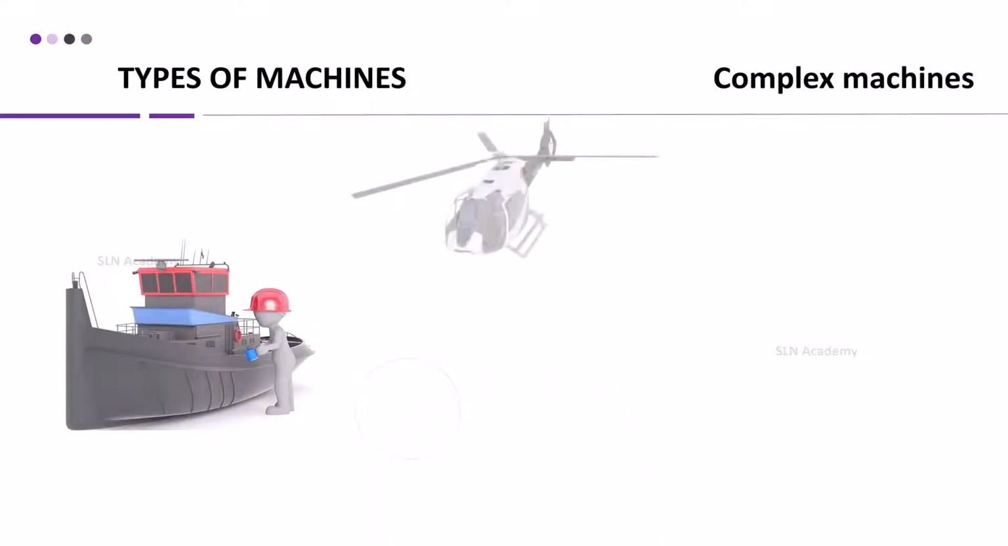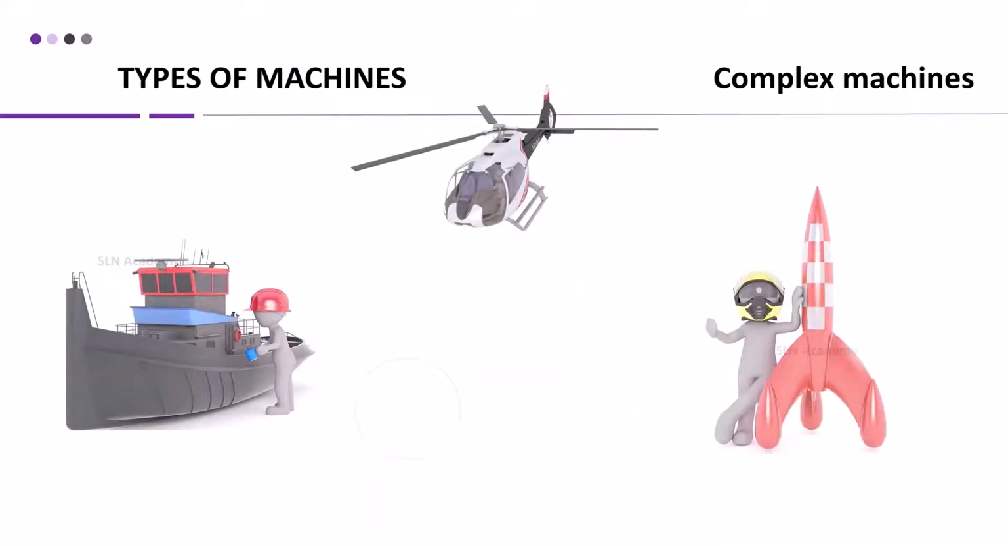Complex machines. Machines which have many parts and a complex structure are called complex machines. Complex machines are made up of many simple machines. Examples: ship, helicopter, rocket, laptop, computer, etc.